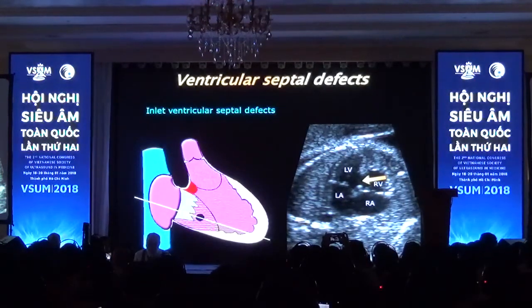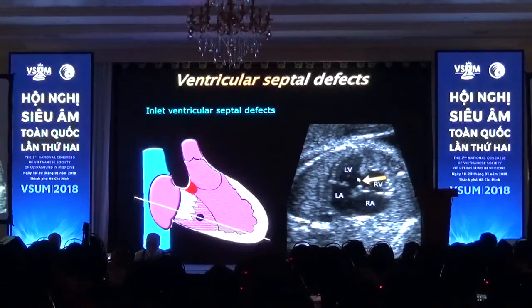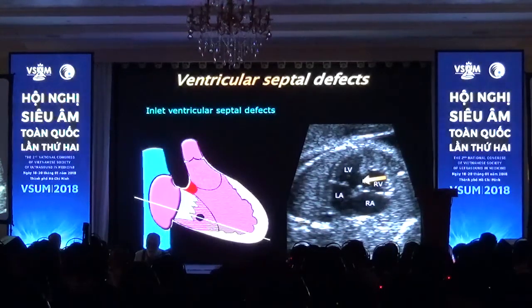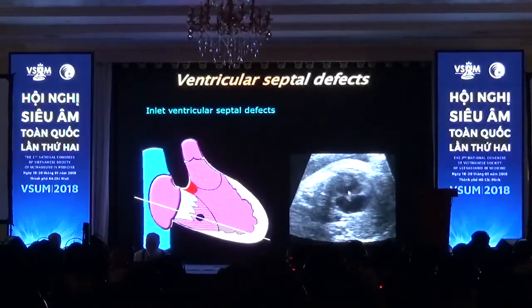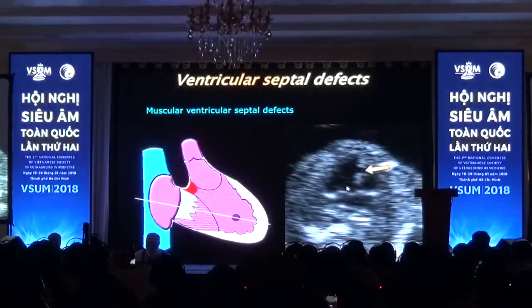So here's an inlet defect. You see a gap over here. You see the communication between the left ventricle and the right ventricle. This is a very large defect. Here you have the same thing, and you also notice that the AV valves are at the same level. So you have a large inlet defect at this level.